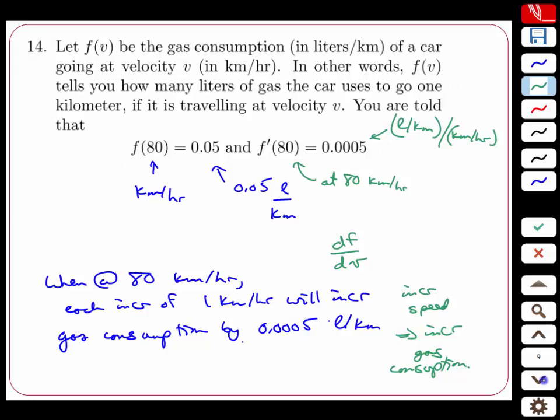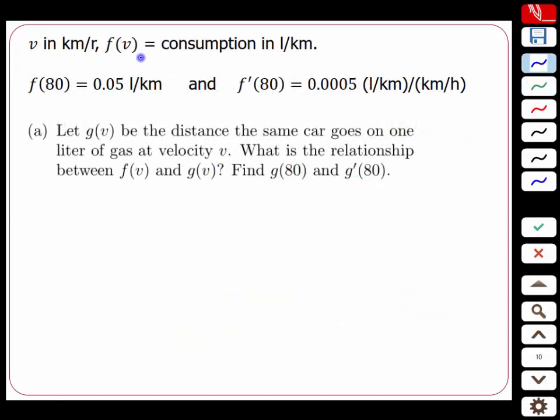Let's take a look. Here are the statements we had earlier, simply translated into words and with the units spelled out. Now we're going to define a new function, g of v, to be the distance the same car goes on 1 liter of gas at velocity v. So the same input, but now g is equal to the distance, kilometers, per liter of gas. First up, what is the relationship between f and g? Well, f is the liters per single kilometer, g is the kilometers per single liter, so g of v is just 1 over f at that same velocity.